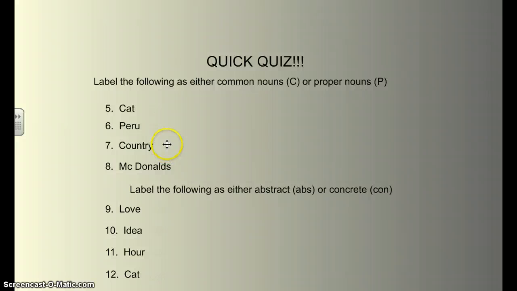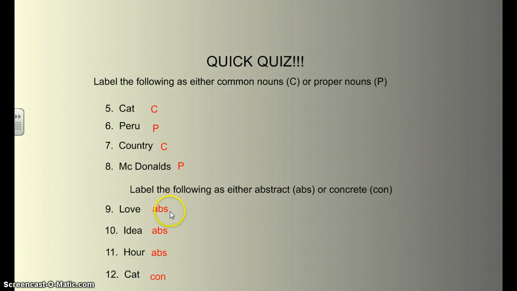Okay, for the top, cat is common because it could be any cat. My wife has 2 cats. If I wanted to make it proper, I would say she has Hemingway and Gordy. Those are their names. Peru is proper because it is a specific country, meaning country here is general and therefore common. And McDonald's is proper because it is a specific restaurant.